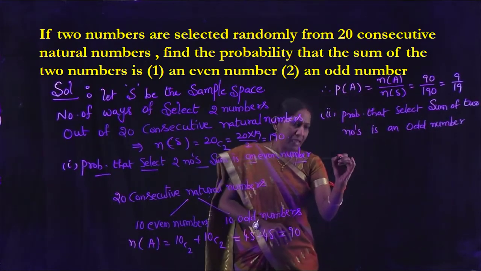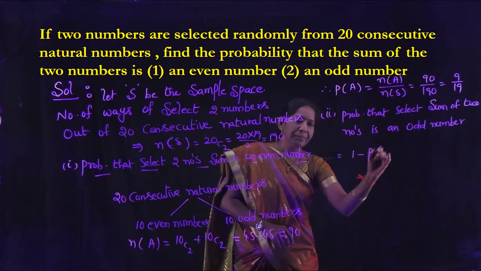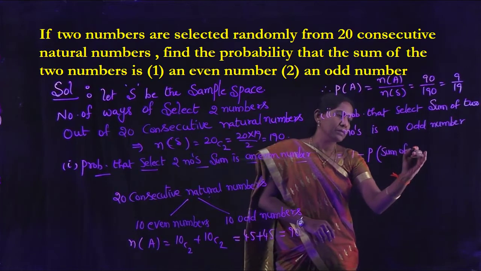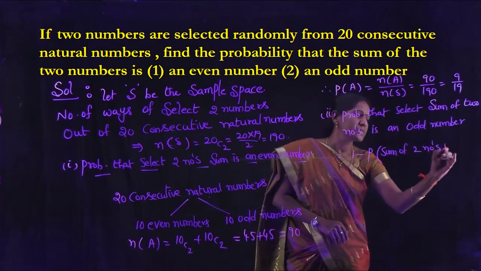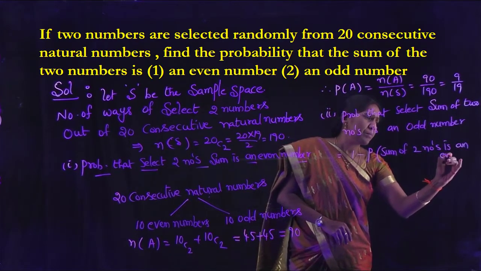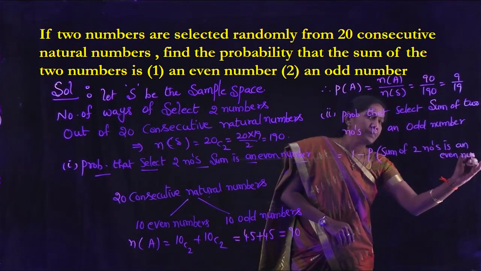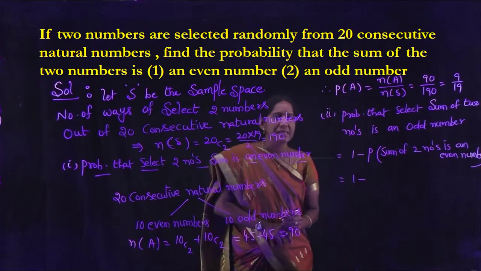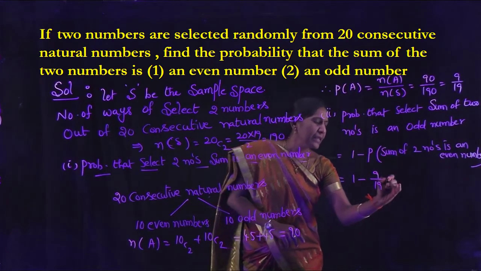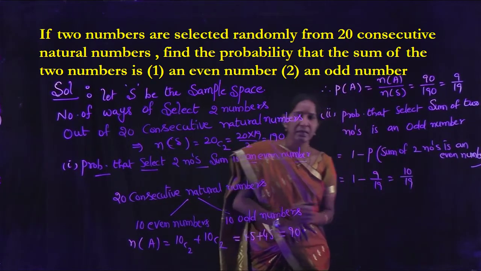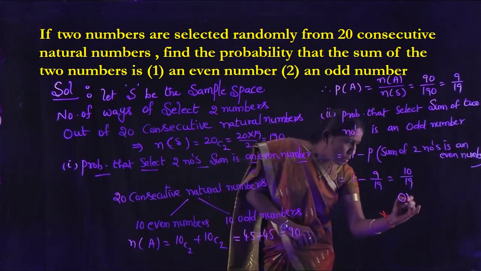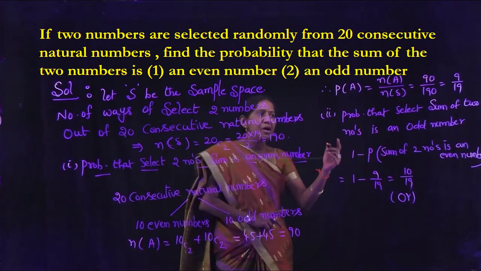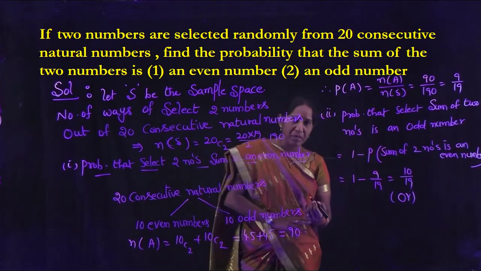That is the same as 1 minus the probability that the sum of two numbers is an even number. So this is 1 minus 9 by 19, which is 10 by 19. Or we can also say, the probability that the selected sum of two numbers is an even number.